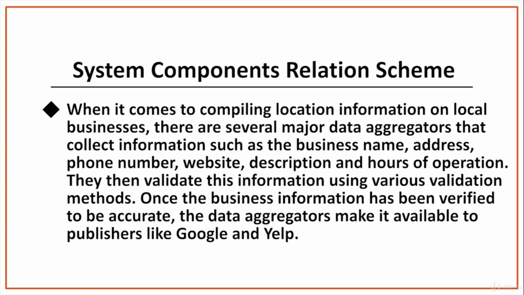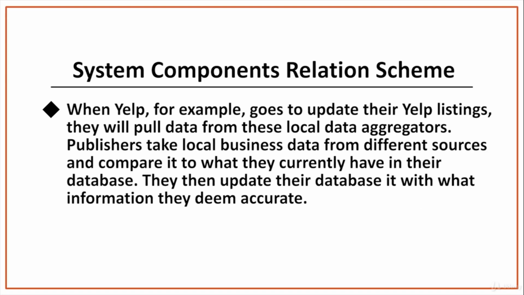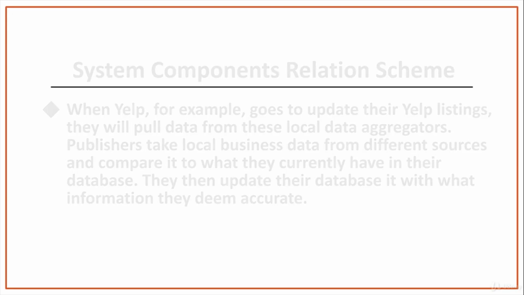Once the business information has been verified to be accurate, the data aggregators make it available to publishers like Google and Yelp. When Yelp, for example, goes to update their Yelp listings, they will pull data from these local data aggregators. Publishers take local business data from different sources and compare it to what they currently have in their database. They then update their database with what information they deem accurate.